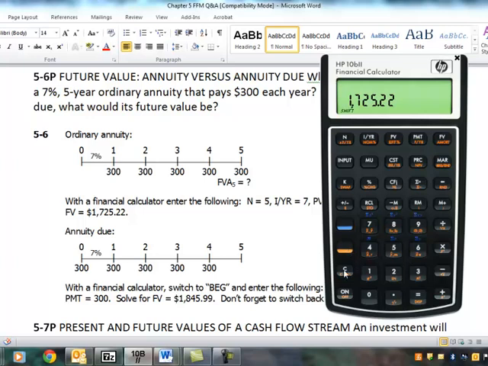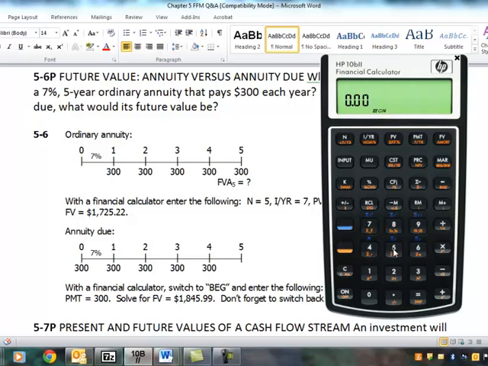$1,725.22. Now if it's an annuity due, notice we need to put this into begin mode. So on your calculator, if you look very closely, you should have a key that says begin and end. And that's important for you so that you can toggle through. Hit Shift Clear All and Shift Begin. Now you see we're in begin mode, so this just moved the time period back.